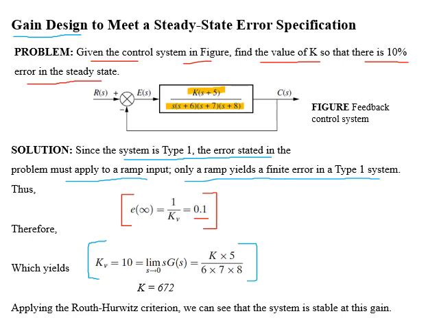Substituting the value of velocity constant equals 10 and solving for gain k, we have gain k equals 672. So for this gain of 672, our closed loop system will yield a steady state error of 0.11. After finding the gain, you must apply Routh-Hurwitz criteria to see whether for this gain our closed loop system is stable.